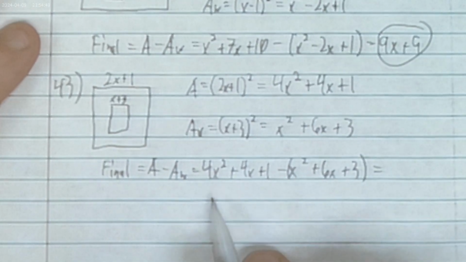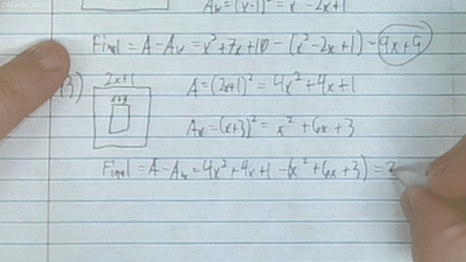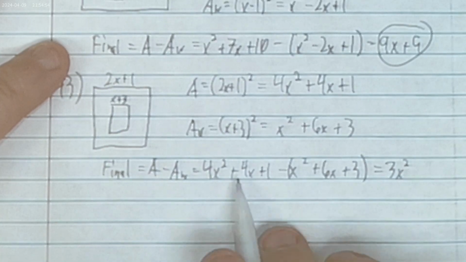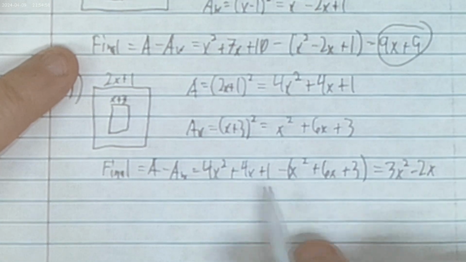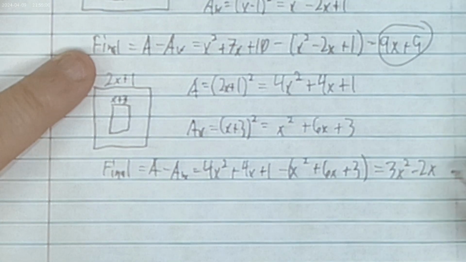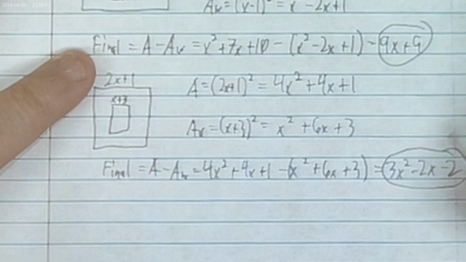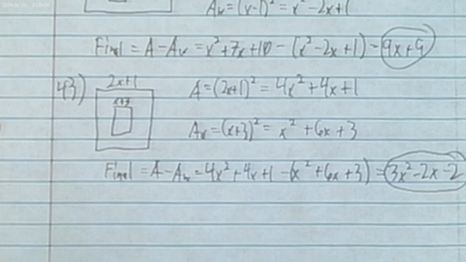So 4x squared minus x squared gives me 3x squared. 4x minus 6x is minus 2x. And then 1 minus 3 is minus 2. And there we go. The answer is 3x squared minus 2x minus 2.